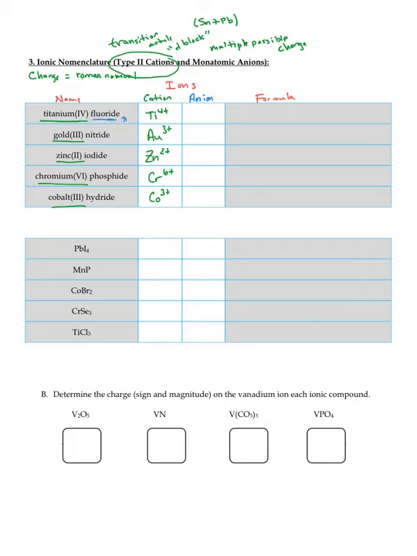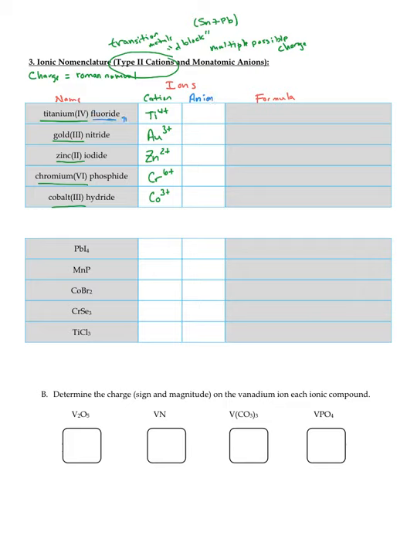And so the rule is, we don't know how many ions we have, we just know the ratio of cations to anions. We want to make that as simple as possible. And then for our cobalt 3 hydride, it would be CoH3.